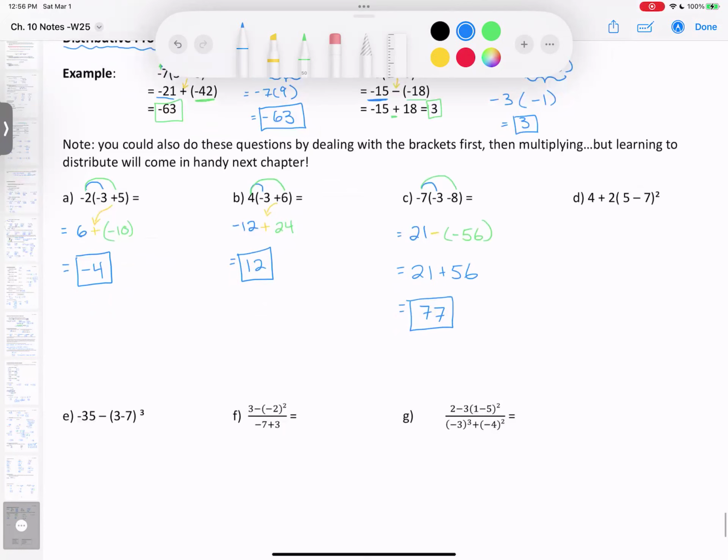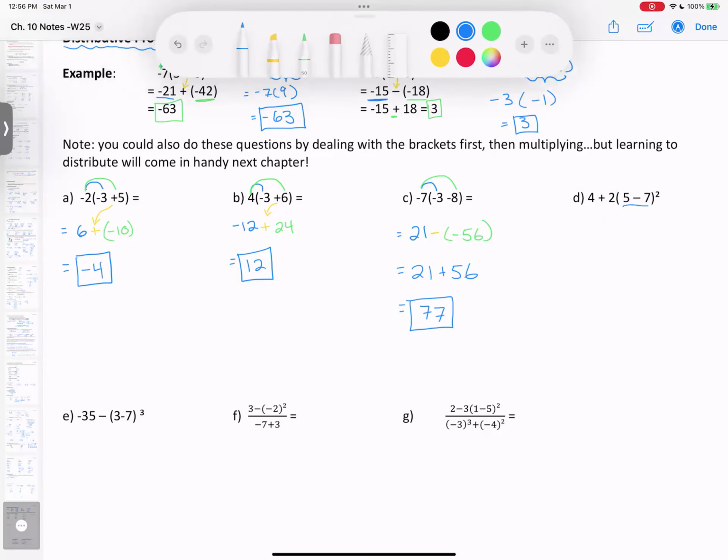Okay, next one. So now we're just kind of dealing with BEDMAS. Which again, you could have used for those first 3. You could have done the brackets first instead of distributing. But now I'm just going to do these ones with BEDMAS because we've got into exponents and things like that. So I'm going to start with what's in my brackets here. Maybe I'll just underline that.